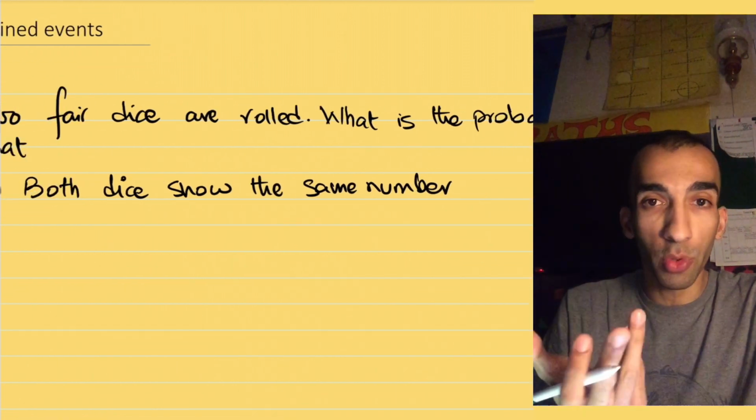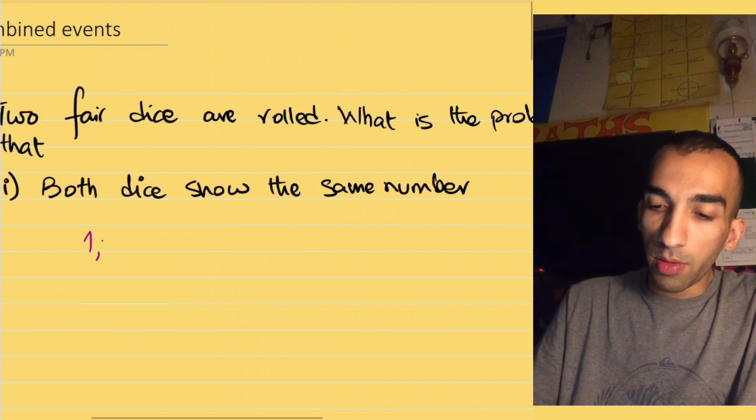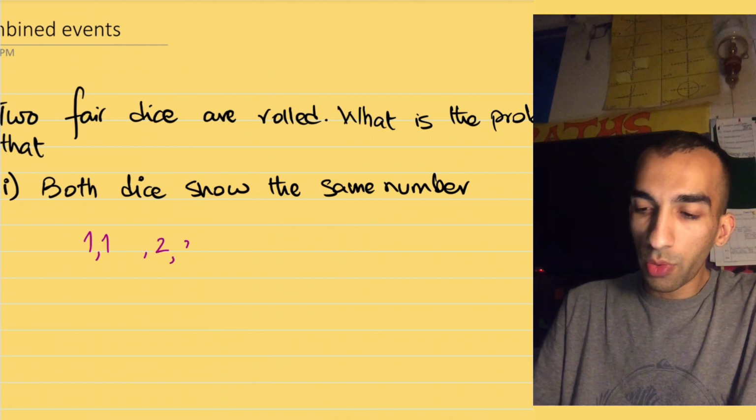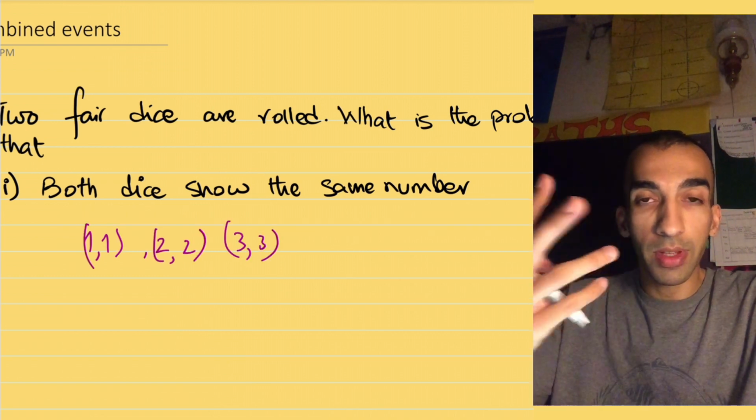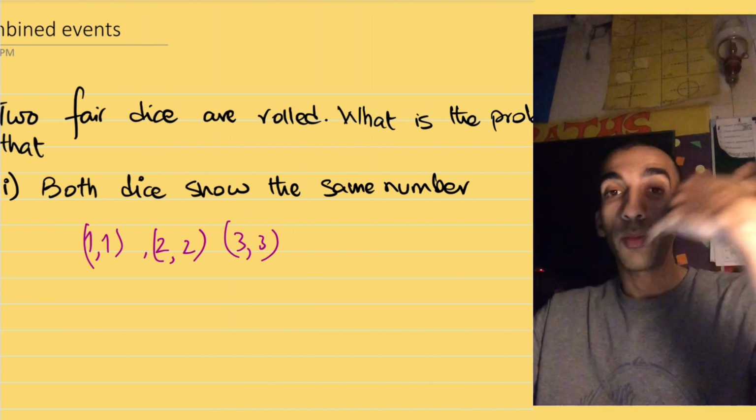So for instance, when you are playing Ludo, Monopoly, any game that you're playing, 1-1, 2-2, 3-3, 3 on the first die, 3 on the second die. What is the chance that this is going to happen? How many possible options do you have?